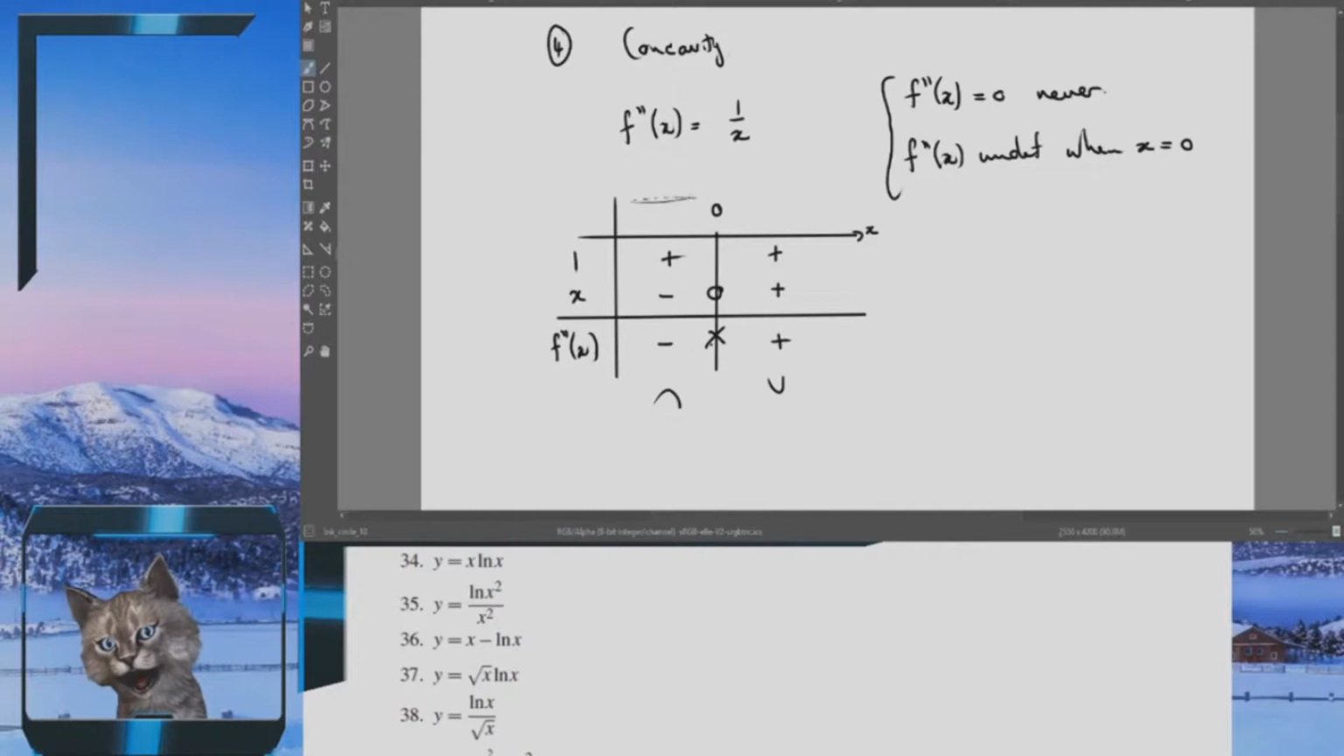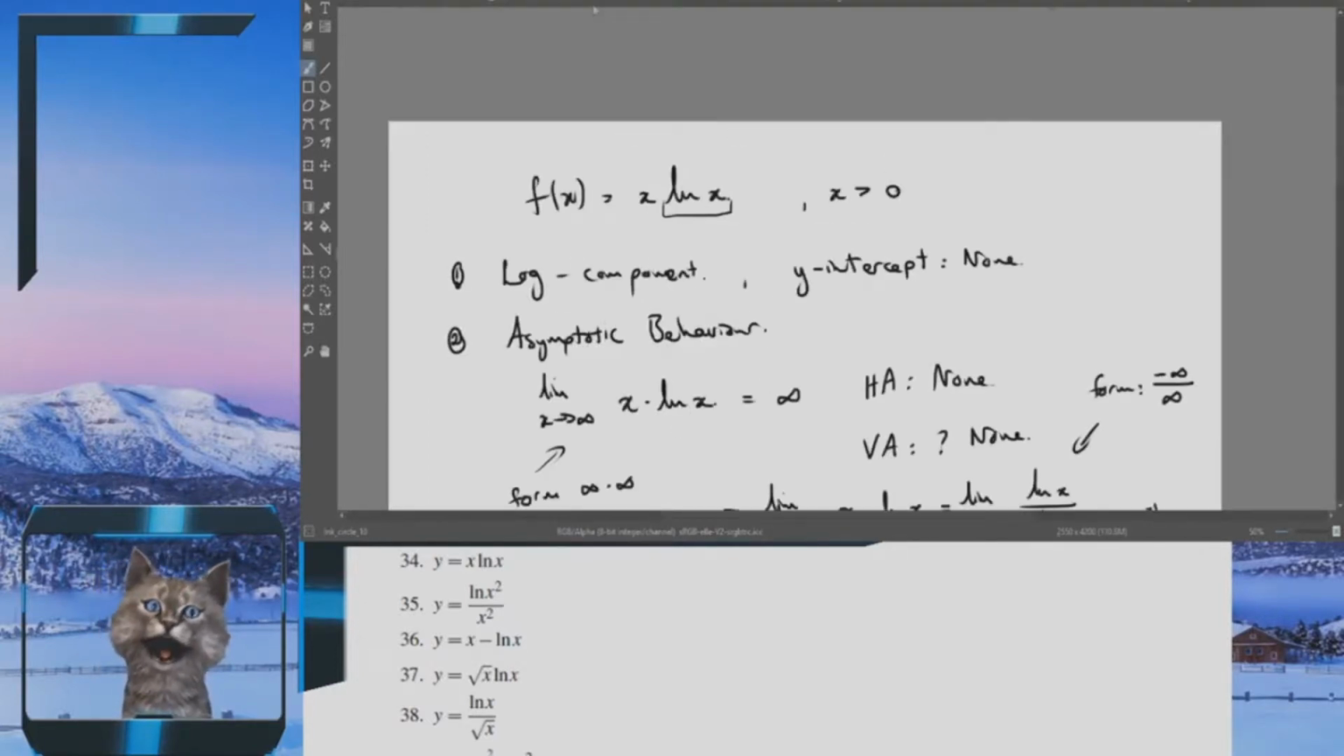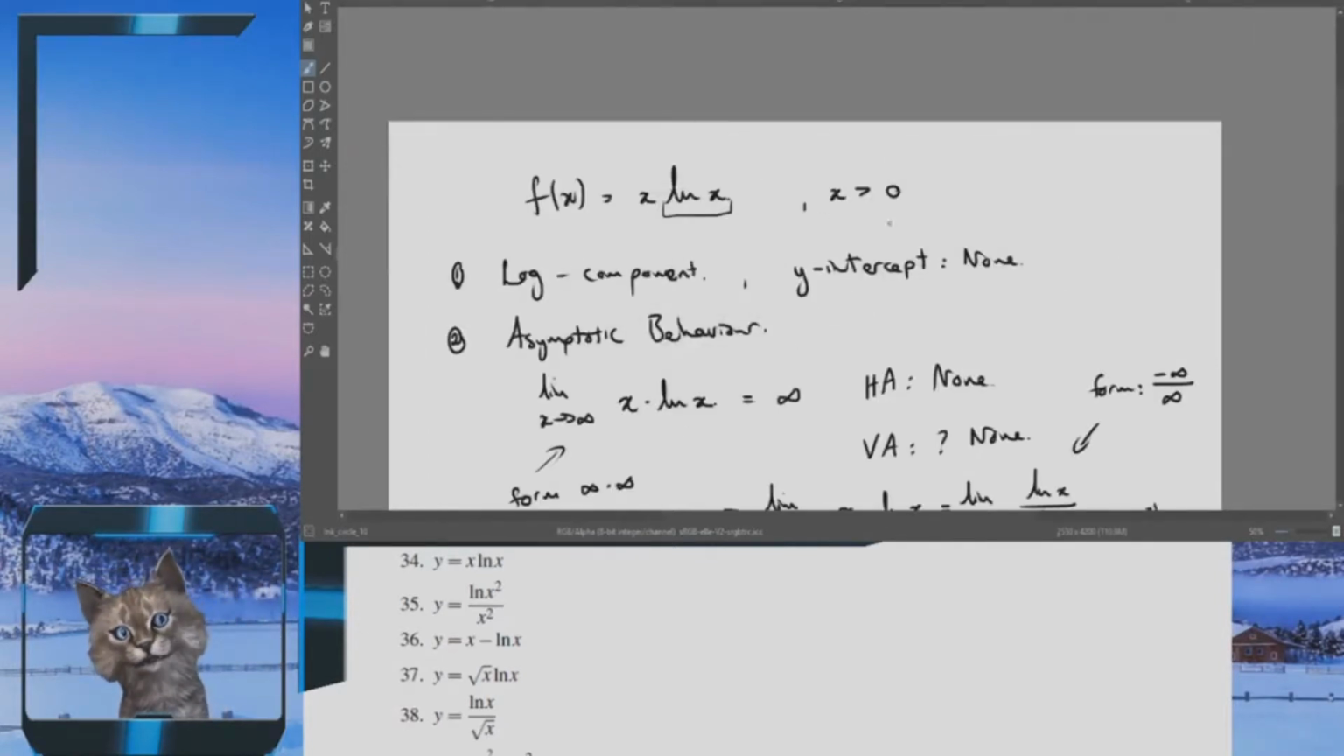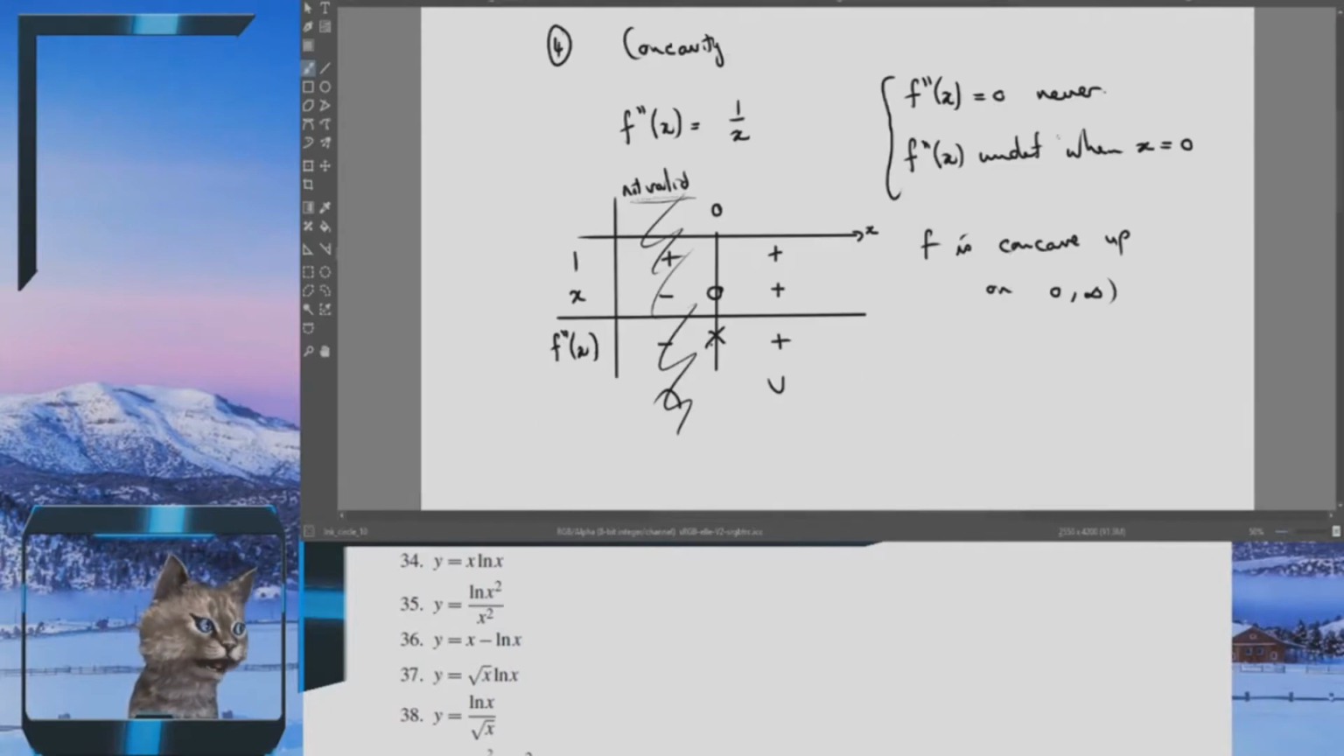Yes, but remember, there are no valid x values here. So even though the second derivative says, hey, if you're interested, I'm bending down, if it makes any sense, it doesn't make any sense because of where it comes from. So, we'll say f is concave up on 0 to infinity. Do I include 0? No. It's not defined at 0.